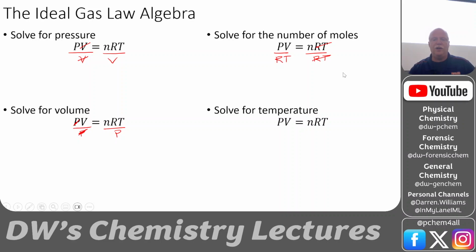And then lastly, we solve for temperature. We're going to divide both sides by nR. And then temperature is equal to PV over nR. So if you know algebra, all you need is the one equation, and then you can solve for whatever the pieces are that you need. Okay. So when you were back in the day saying, I'll never use this, you just did.